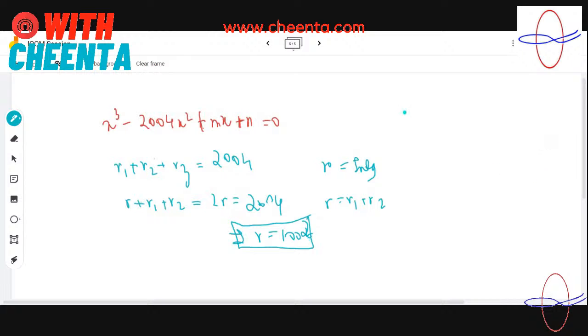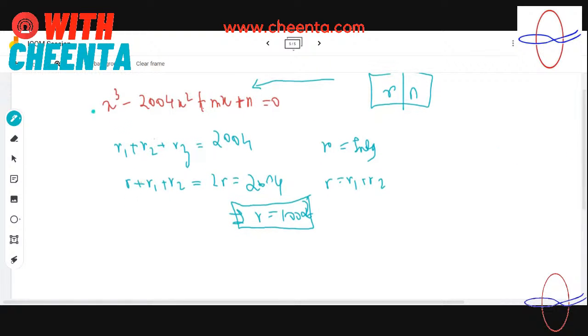Now do you know that if r is an integer root, then r must divide n? Otherwise I will prove it in front of you. If r is an integer root of this equation, then r must divide n. Why? Just put x equal to r in this: r cube minus 2004 r square plus mr is equal to minus n, since r is a root. Now observe that r divides the left hand side, therefore r divides the right hand side. So r must divide n.